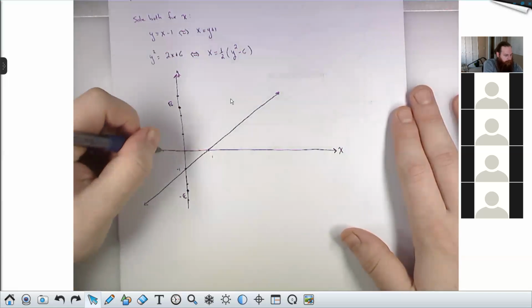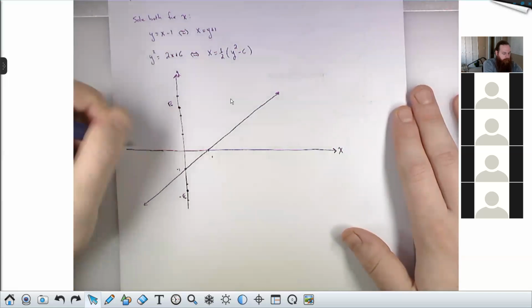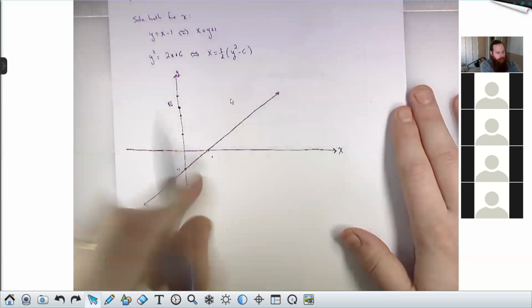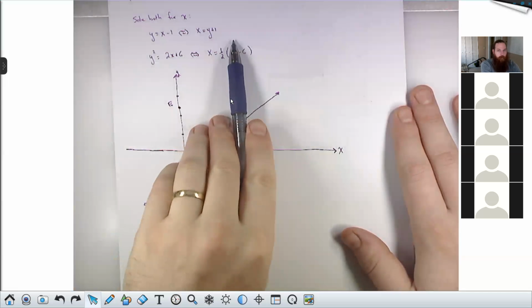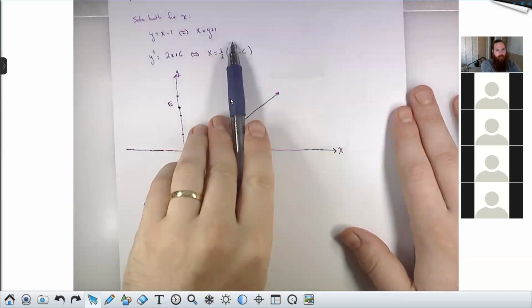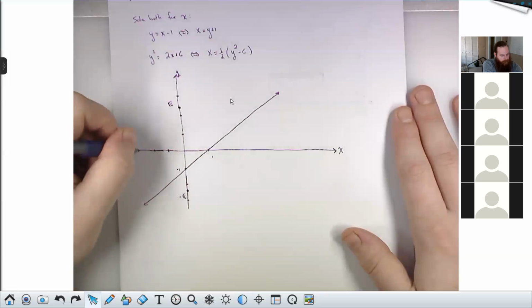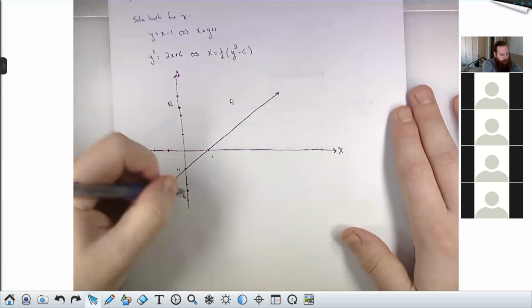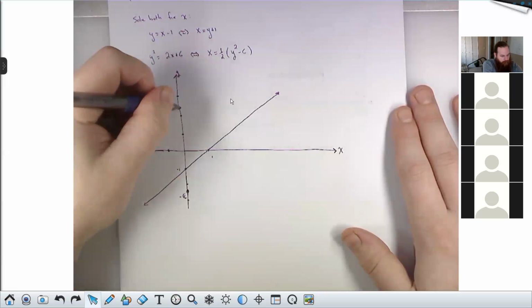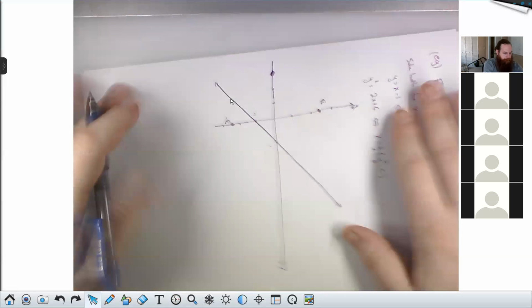And then you can also ask for the x-intercept. If you plug in y equals 0 here, then you get x equals 1/2 times negative 6, which is negative 3. So I'll mark this as 1, 2, 3. So there's my x-intercept. Here are my two y-intercepts. So I can draw my parabola.